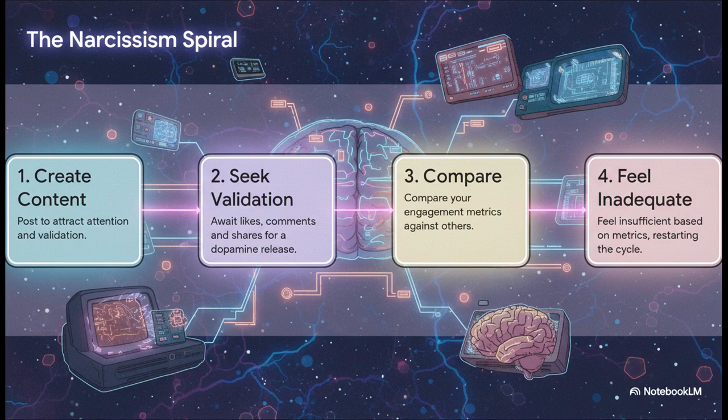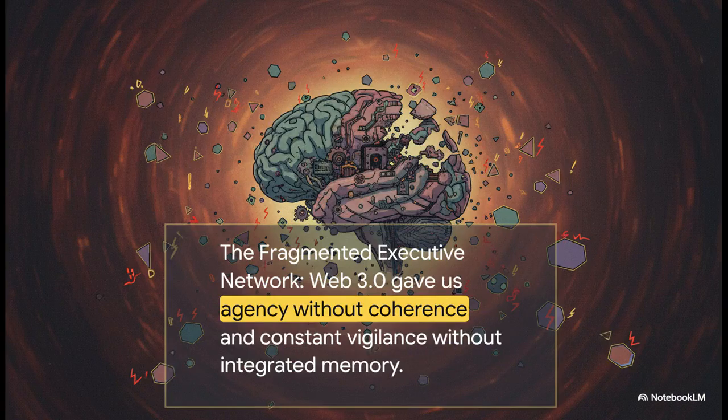And on it goes. Then Web 3.0 comes along. It promised more individual power, right? Crypto, decentralization. But this framework suggests it actually created a fragmented executive network. Your executive network is like your brain's CEO. It handles long-term planning, coherent choices. So we got the power to make lots of tiny individual choices, but we lost the big picture. We're left in this state of constant vigilance for the next new thing, but with no real integrated memory or story to tie it all together.